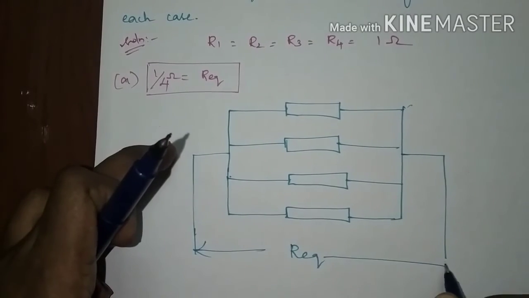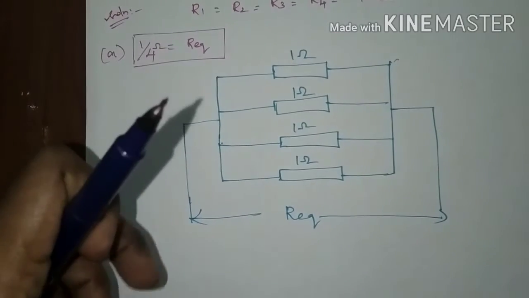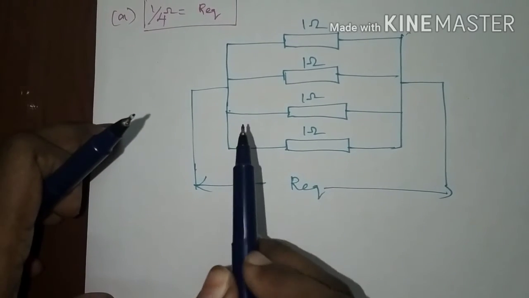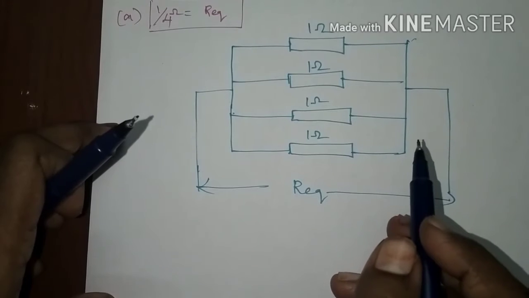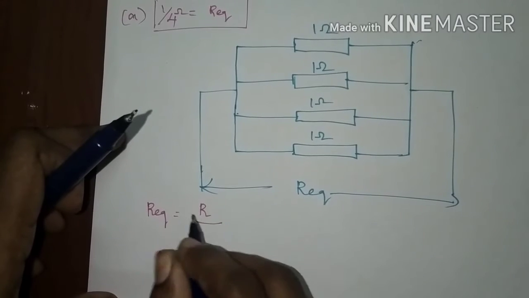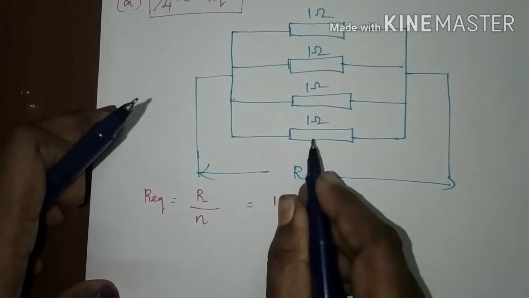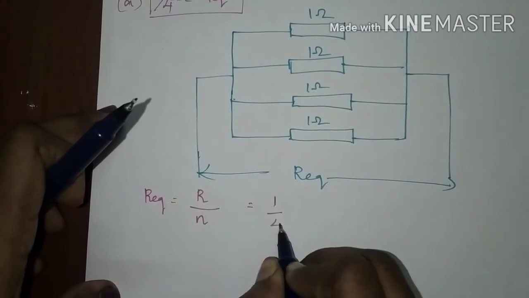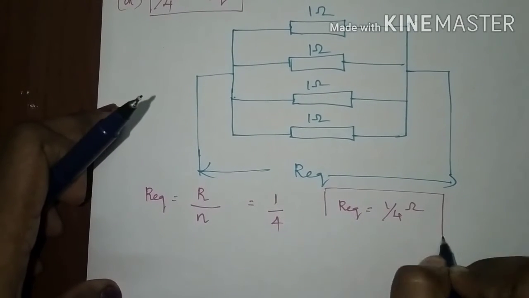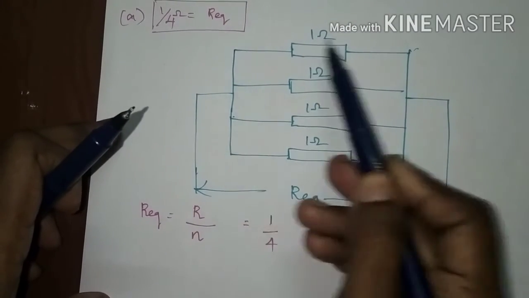We have to find the R equivalent, each of 1 ohm. Now, I have already told that if identical resistances are connected in parallel, n numbers of them, then R equivalent could be found by R, the value of the resistance, divided by the number of times the resistance has been connected. Here, the value of resistance is 1 ohm, it is connected 4 times. So 1 by 4. So the R equivalent value is equal to 1 by 4. So we got the equivalent resistance as 1 by 4 ohm for the 1 ohm resistances connected in parallel.